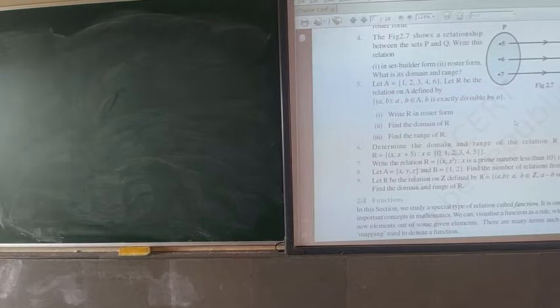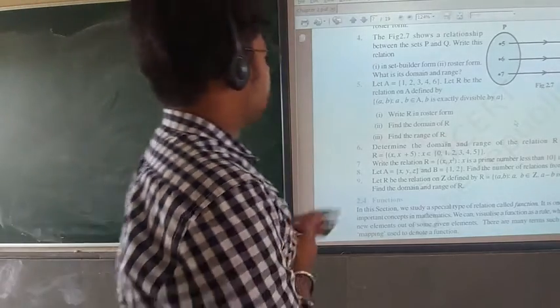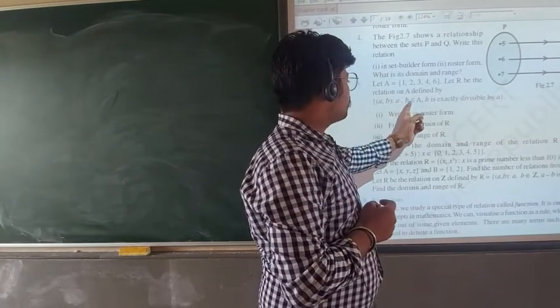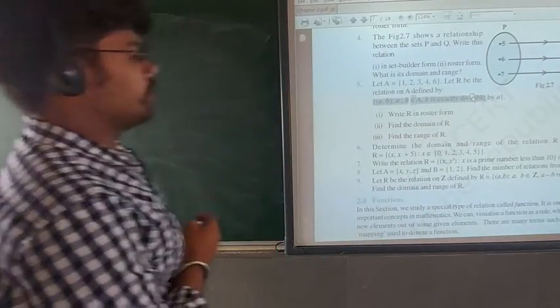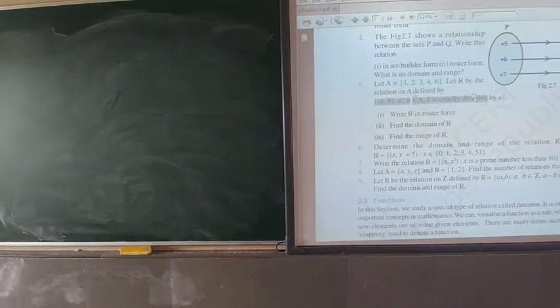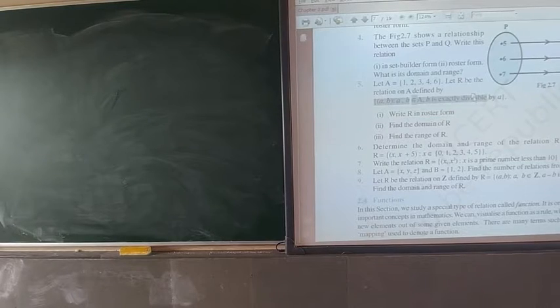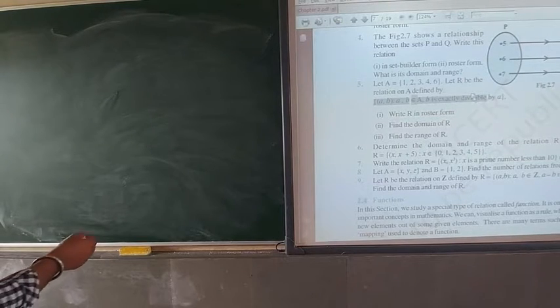Now the 5th question is: let A be the set {1, 2, 3, 4, 6}. Let R be the relation on A defined by (a, b), where a, b belong to A and b is exactly divisible by a. The first part is to write R in roster form, where b is exactly divisible by a.